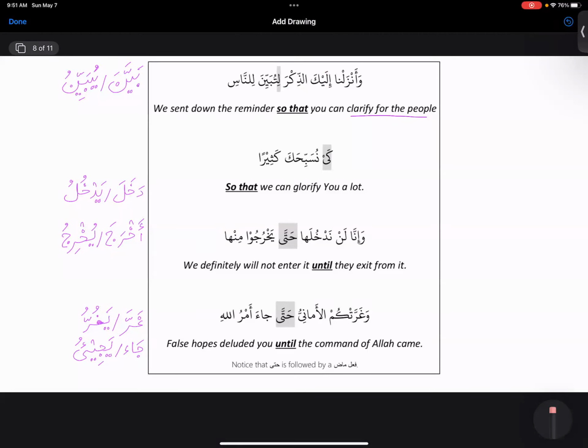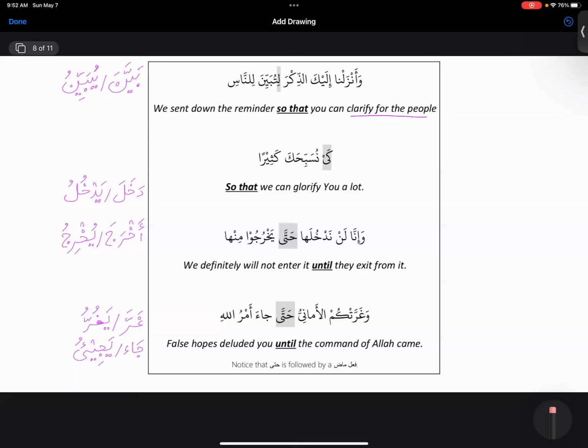Waw is harfu atf. Anzalna, so anzal, we sent, so it's fi'l madin, fa'iluhu huwa mudmar. Yes, fi'lun madin, fa'iluhu huwa nahnu. Nahnu, we. So it is like aslam, anzalna, aslamna. So fi'lun madin fa'iluhu nahnu, perfect. And then ilayka, that's jar majrur, MBF. MBF, yes.